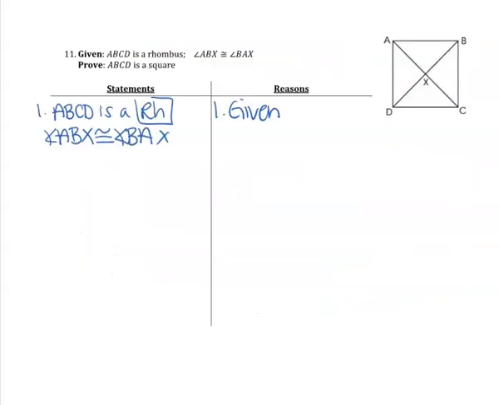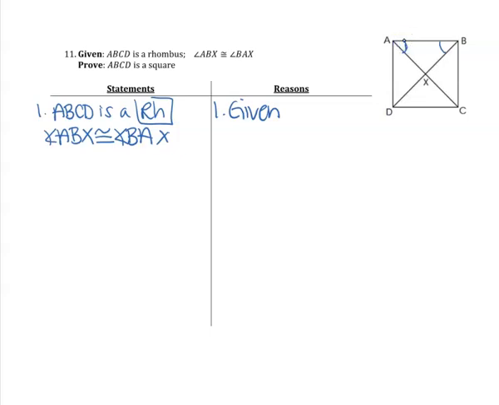All right, so for our final proof, we're looking to prove that ABCD is a square. They're giving me that it's a rhombus, so that's really good. That's a lot of information. And I'm also being given that ABX, which is right here, is congruent to BAX, which is right here.